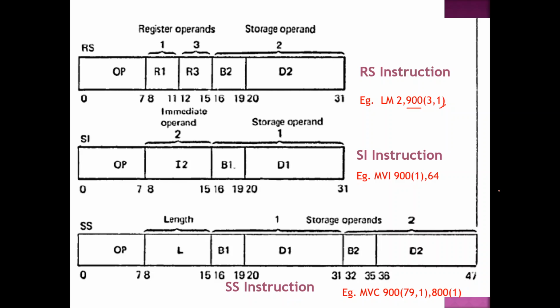Let me again tell you. MVC is the command. You're going to copy a block of values from a memory location to another block of memory location. This example says the first operand here is going to be one memory location, that is 800 of 1. From there we are going to copy all the values to 900 of 1 till 979 of 1. So this is one example of SS instruction.